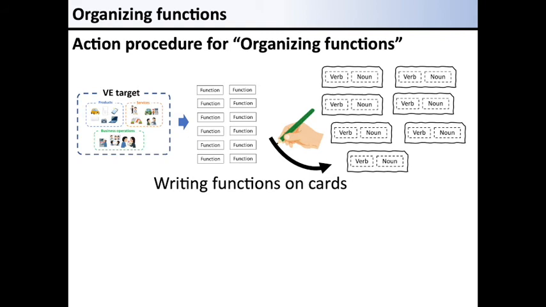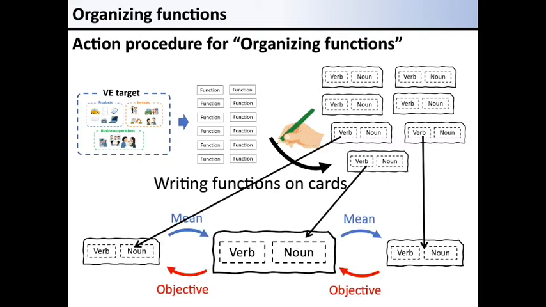In the phase of organizing functions, the functions defined in the previous step should firstly be written on cards. Then, you should pick up an arbitrary card and then think of a function that is the direct objective of that function. The objective function should be placed on the left side of the function, and the process should be repeated to find upper objectives of the functions.